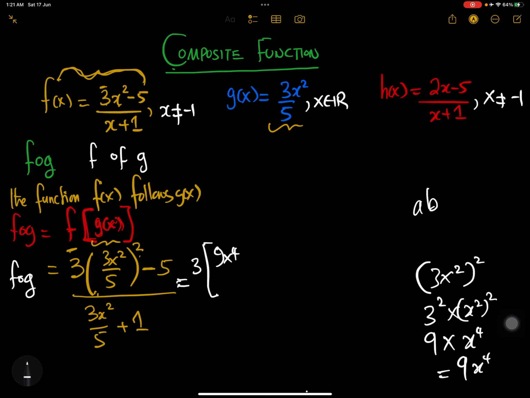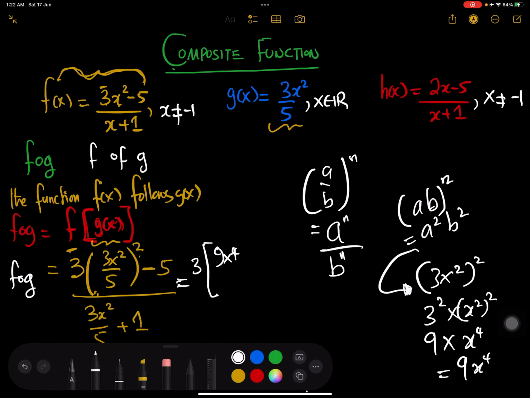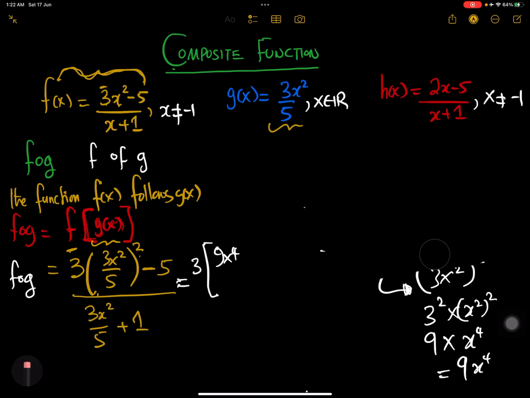Don't forget the indices rules we learned the other time. We said if you have ab to the power of 2, it's the same as a squared b squared, and that's what we are using here. That's where the magic is coming from. And don't forget, if you have a over b to the power of n, it's the same as a to the power of n divided by b to the power of n. We learned this in indices. Please do us a favor by going to our previous videos on indices, and it will clarify some of these things for you.